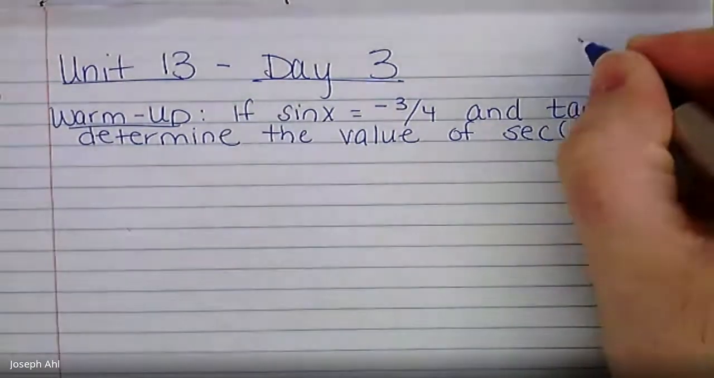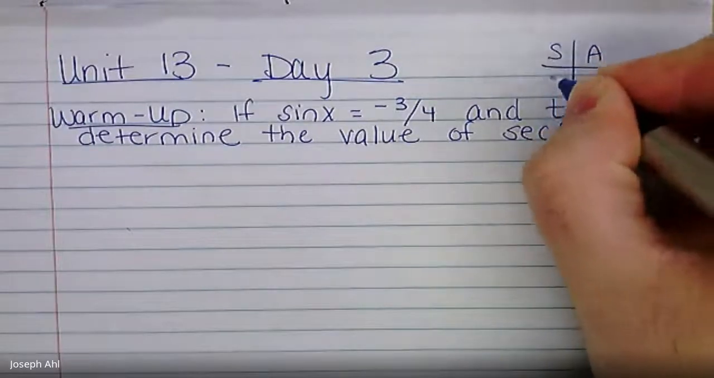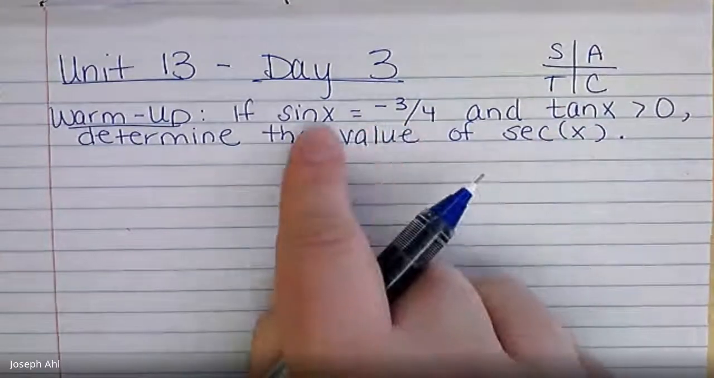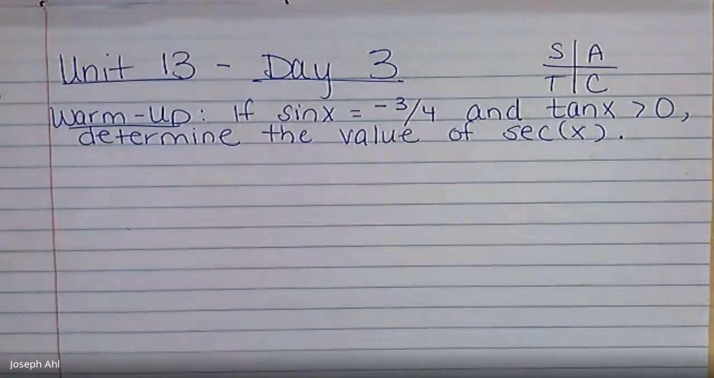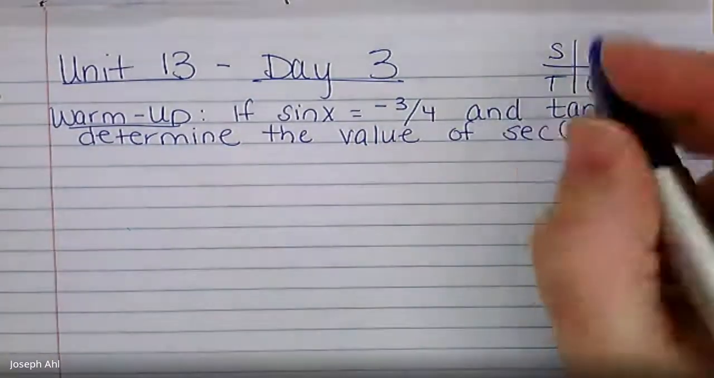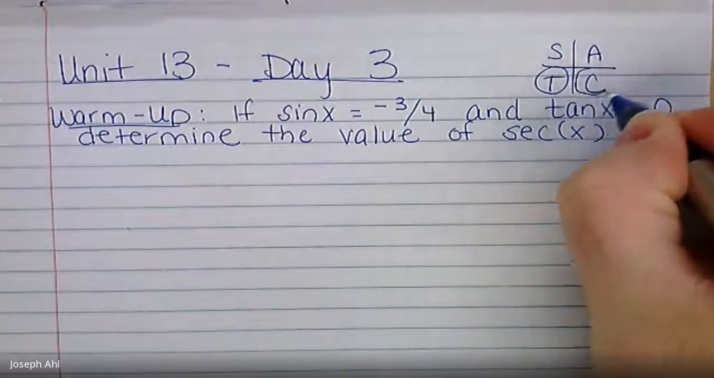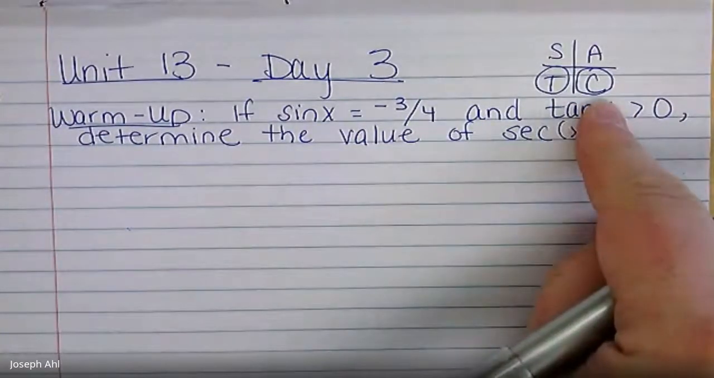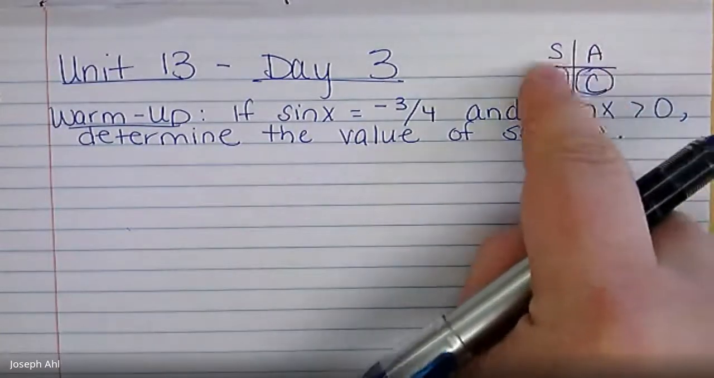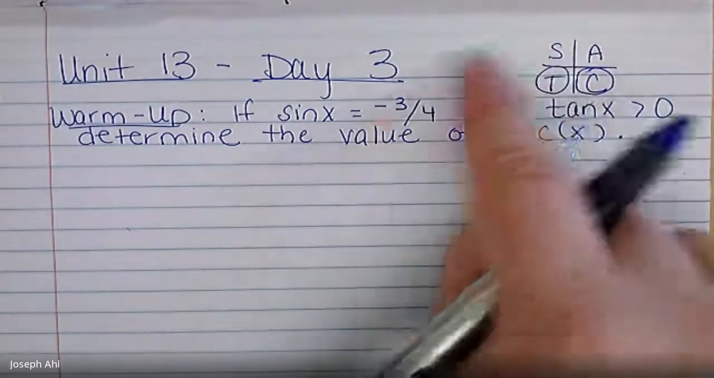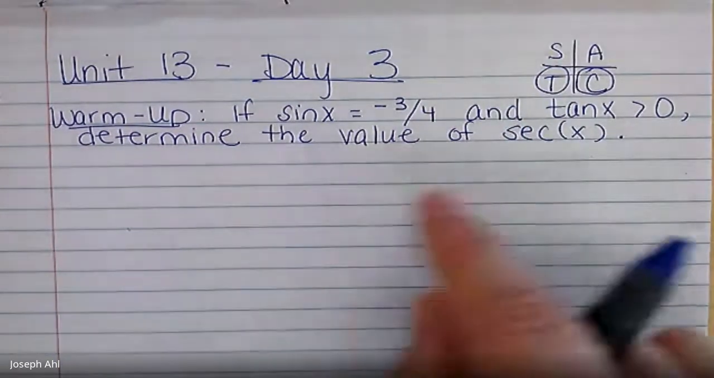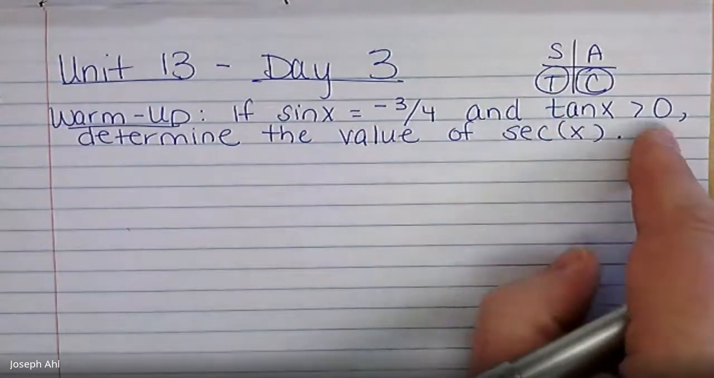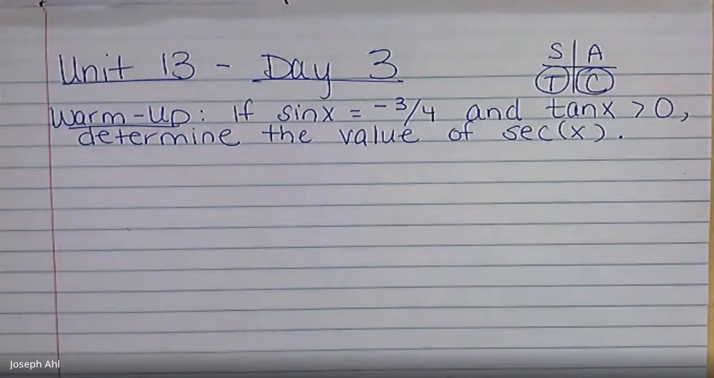Well, because you're my all-star trig class, you know that sine of x could equal a negative ratio in two different places, right? It could be negative in quadrant 3, but it also could be negative in quadrant 4. All the functions are positive here, and s in quadrant 2 means sine is positive there. So therefore, the reason why we need this additional information that tangent is greater than 0 is it's going to narrow us down to just one of those two quadrants.